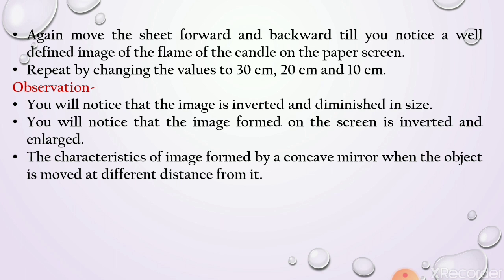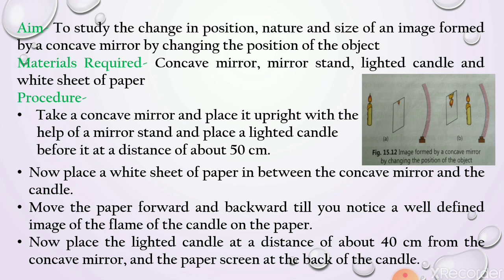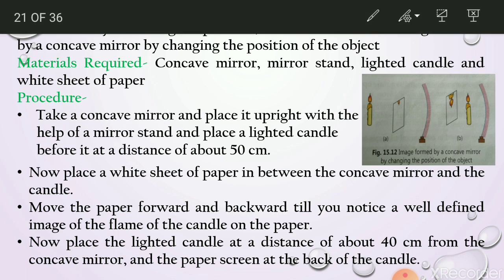As in the first case, the image is inverted and diminished in size. So as you can see, this is the first image that we are getting on the paper screen, and this is the image, this one. As you can see, this is the flame, this is the image of the candle flame, which is inverted, means upside down, and diminished, means smaller in size.